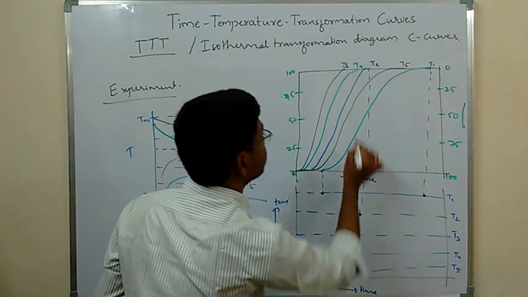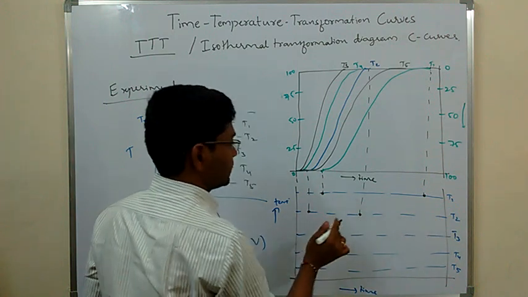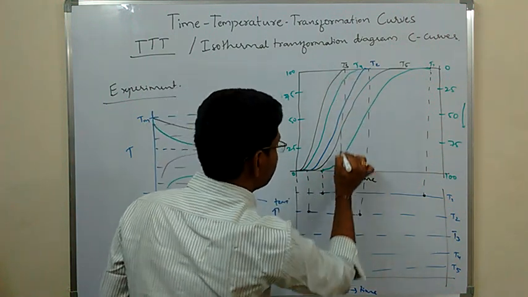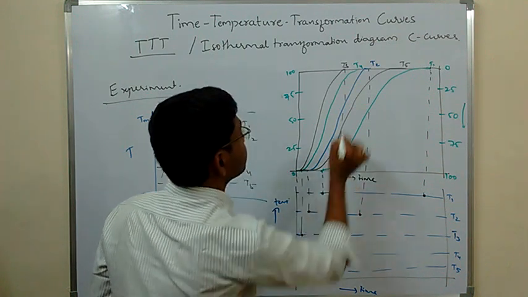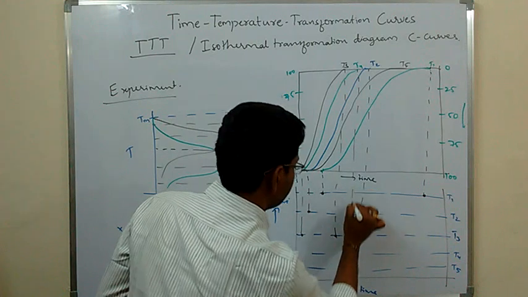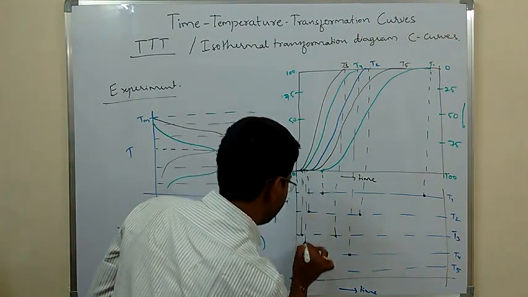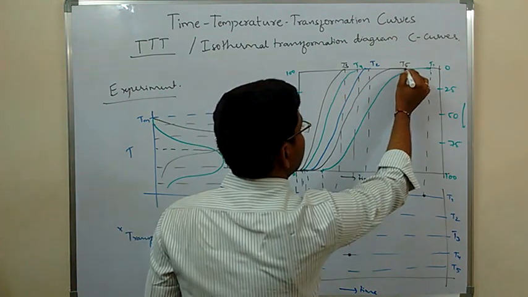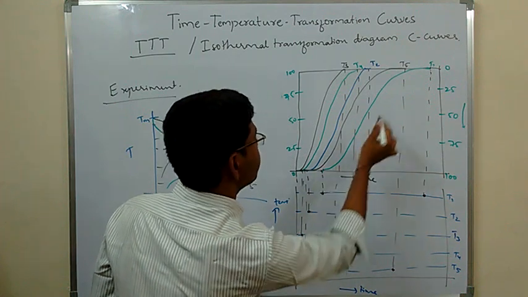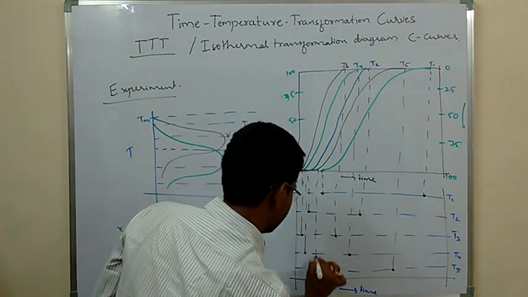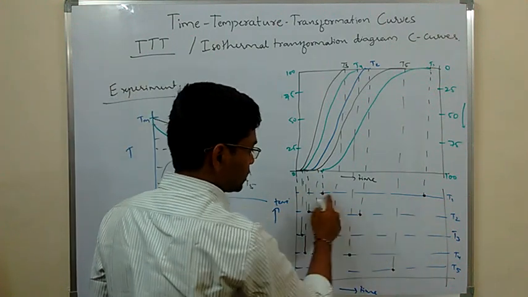on this point, T2 and here T2 on T2 temperature line, and T3 here on T3 temperature line. Same like T4 here and T4 here, T5 and T5. If I connect all the locus, we will get the locus points.